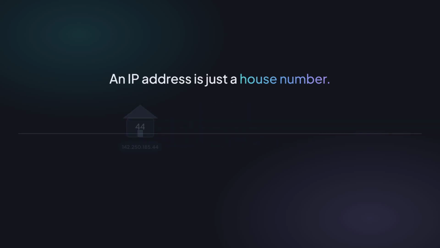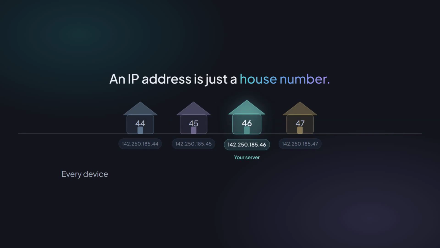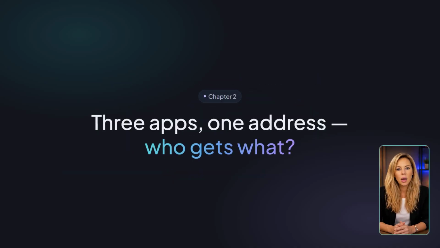Every device on the internet gets an IP address, a number like 142.250.185.46. That's the real address of your server, like a house number. Without it, nobody finds you. The app runs. Users are coming in.